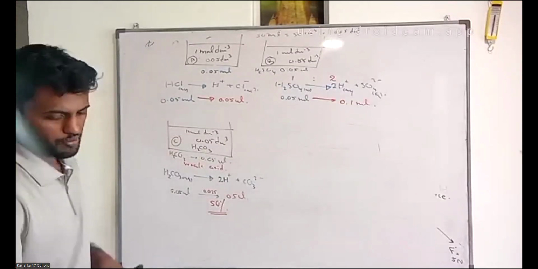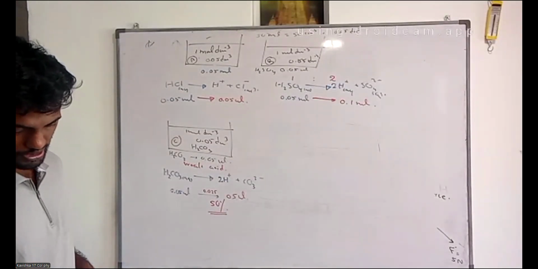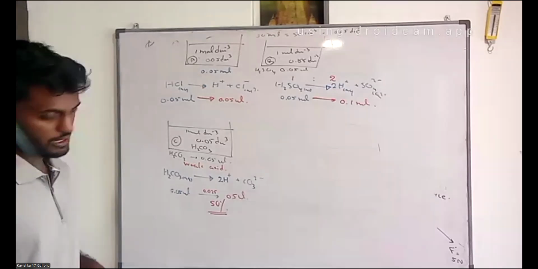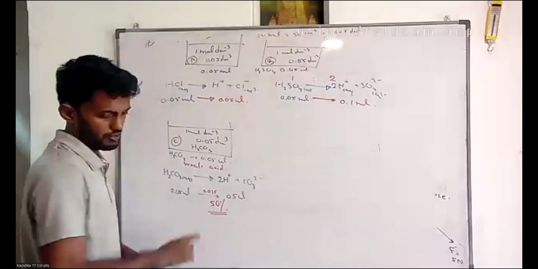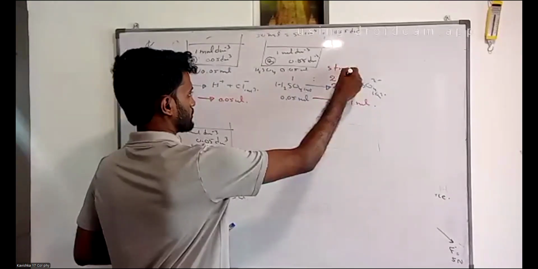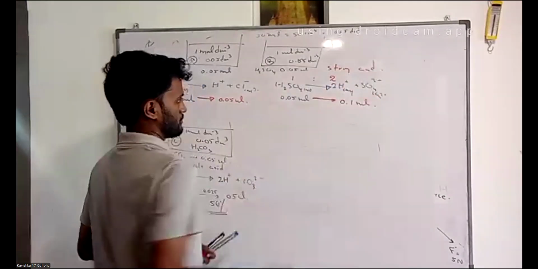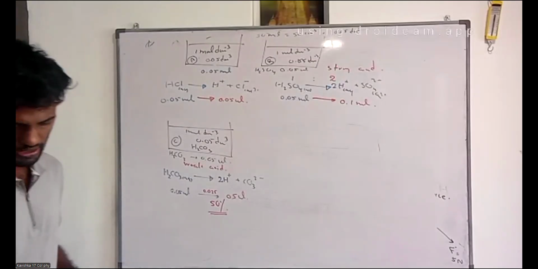Some people mention in the answer number, for B they put equal. It will not be equal, because this is a weak acid. This one is a strong acid. So that's why it is not equal.